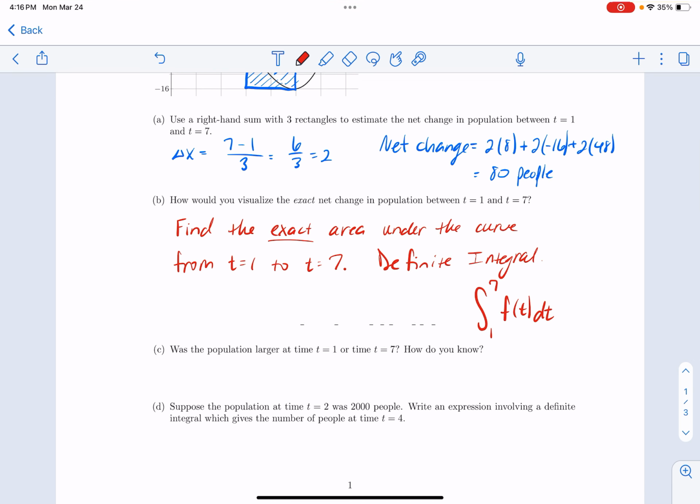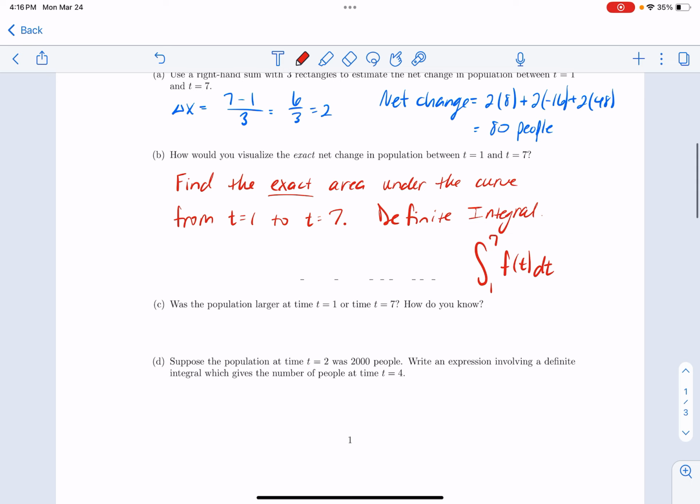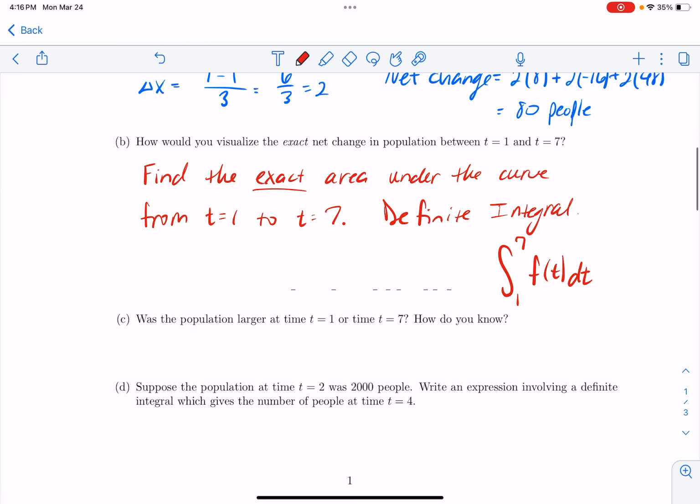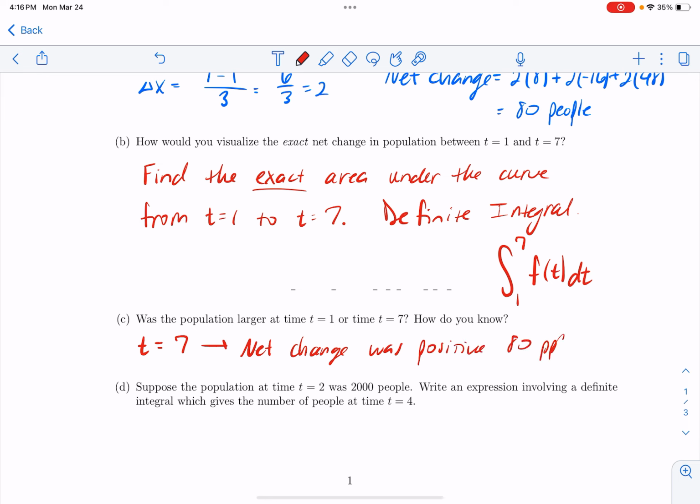It says, was the population larger at time t equals 1 or at t equals 7? Well, think about this for a second. We know that from 1 to 7, we added 80 people. So at t equals 7, it's going to be larger, right? And it's going to be larger because our net change was positive. Positive 80 people.